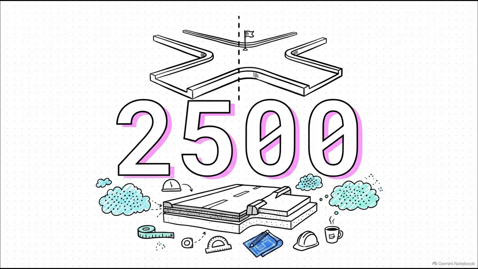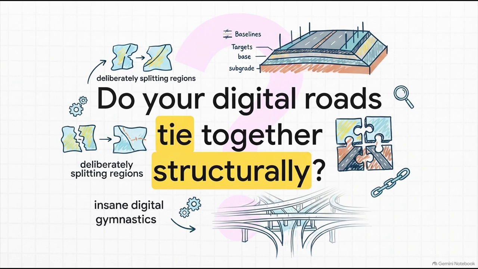To wrap up today's explainer, always remember that a completed digital corridor is about way more than just drawing lines on a screen. True professional modeling is about relentlessly establishing baselines, manipulating targets, deliberately splitting regions, and heavily verifying those cross-sections to ensure the whole system functions as a true, continuous entity.